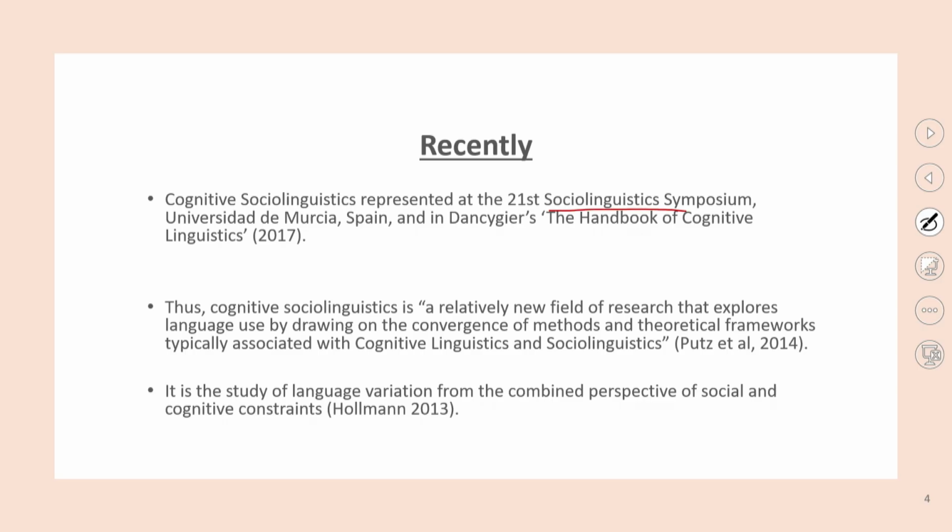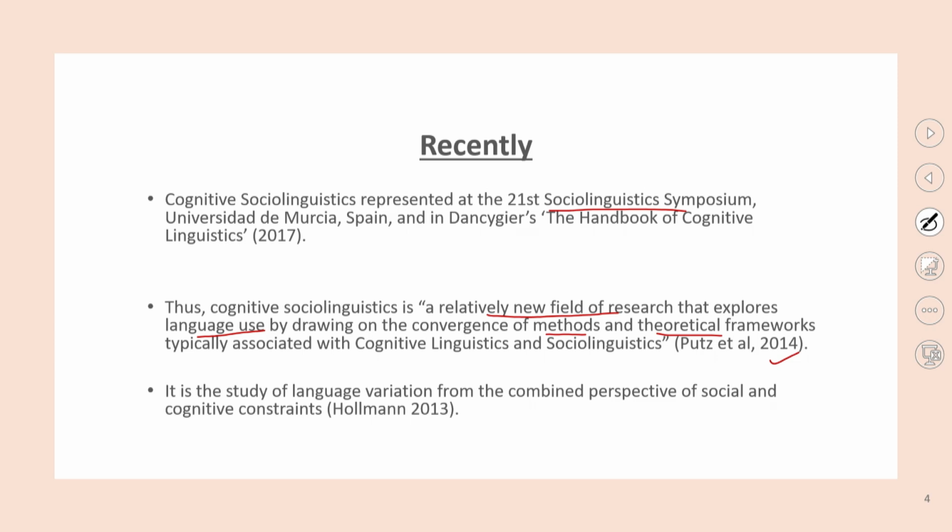Thus, this is a relatively new field of research that explores language use by drawing on the convergence of methods. This is one of the current definitions. It is very important how language is used, rather than how it is in the grammar or in the normative, but how it is actually used. That is the idea. So, language use by drawing on the convergence of both methods and theoretical frameworks typically associated with both cognitive linguistics and sociolinguistics.